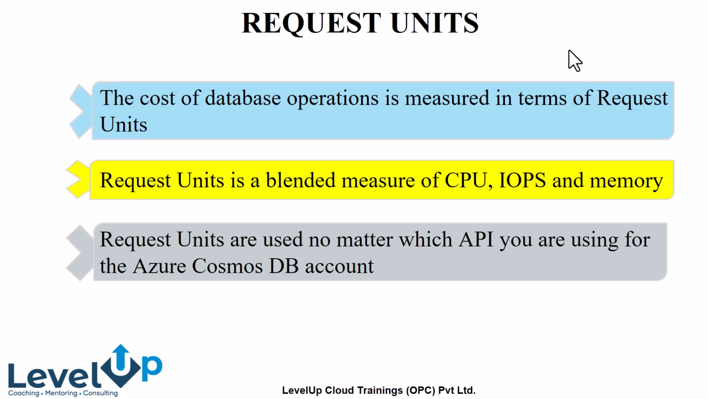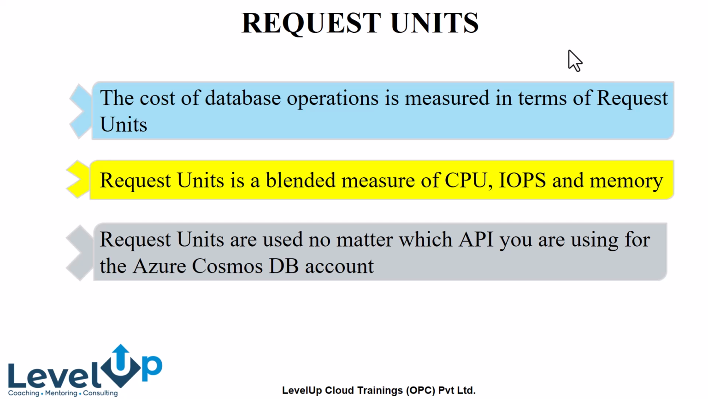Now, request units are the same no matter which API you choose. Either you choose a SQL API, Cassandra, Table API, MongoDB API, whatever API you choose, you'll be charged based on the request units. And the cost of reading a single item, just as an example, of 1 kilobyte is one request unit. Other operations like updating or deleting items have their own measure of request units per operation.